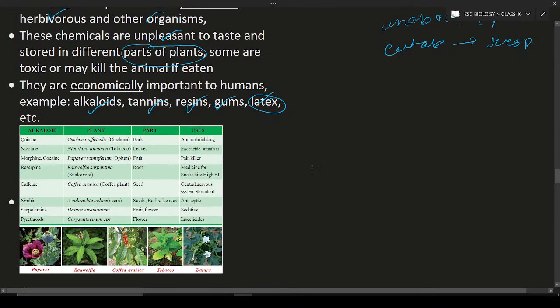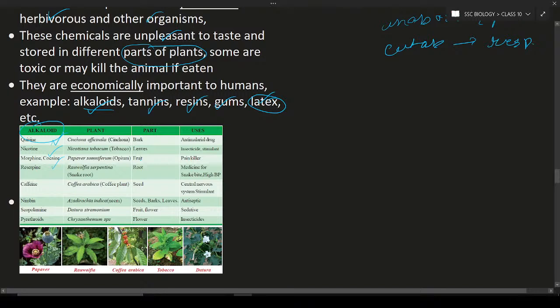Next is alkaloids. These are alkaloids like quinine, which we have just seen. Alkaloids are also a type of secondary metabolite. Examples are quinine, nicotine, morphine, cocaine, reserpine, caffeine, and so on. These are different types of secondary metabolites, included in the alkaloids only. These alkaloids are produced by different plants. Here you can see quinine is produced from cinchona, and nicotine is produced from tobacco and so on. Their scientific names are also given over here.